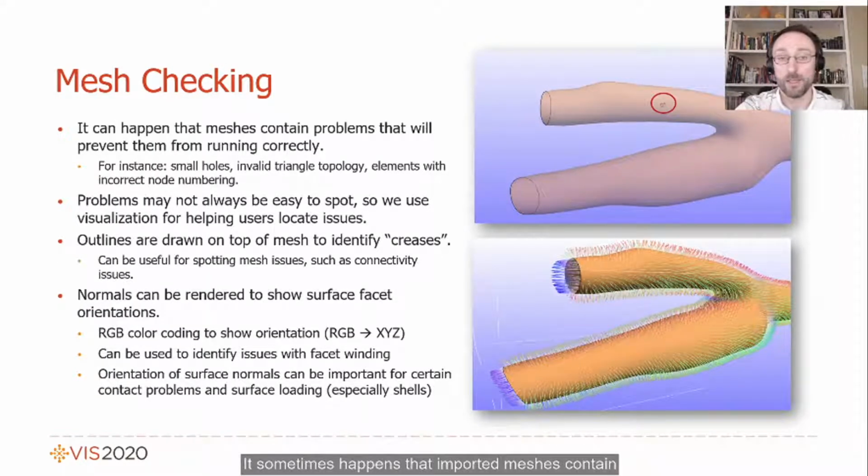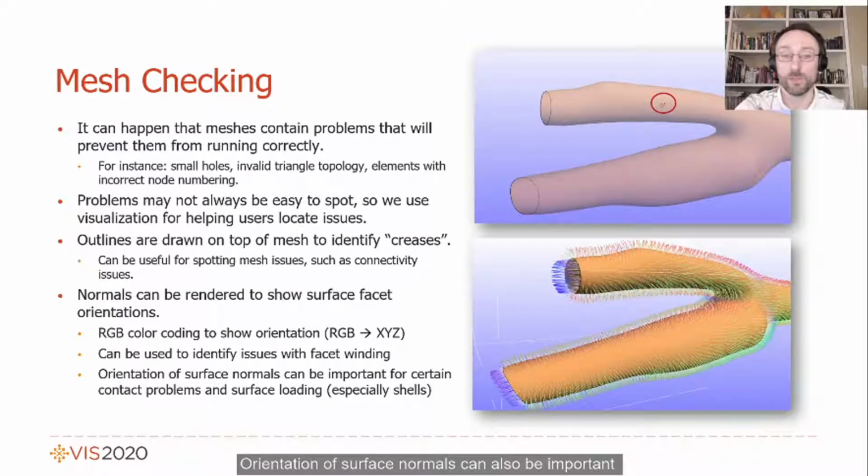It sometimes happens that imported meshes contain problems that will prevent them from running correctly, or even from generating a volumetric mesh. So typical issues are small holes, invalid triangle topologies, elements that have incorrect node numbering, since not all meshing software uses the same conventions. So these issues are not always easy to spot, so we try to offer visual clues by generating outlines that define what we call crease edges. The crease edge is basically drawn anywhere where the software detects some kind of discontinuity or sharp transition. And then combined with transparency effects, this can often be very useful to quickly identify any issues with the mesh.